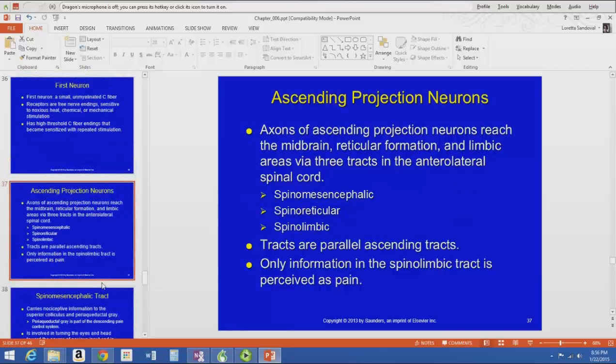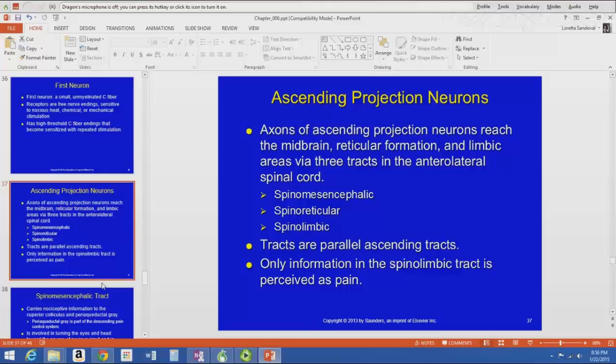Then those synapse with the ascending projection neurons. So those ones go to the midbrain, the reticular formation, and the limbic areas via the Spinomesencephalic Tract, that's spine to midbrain. Spinoreticular Tract, that's the spine to the reticular formation. And the Spinolimbic Tract, that's the spine to the limbic areas, okay? So those tracts, the name of them, they tell you exactly where they go to and from.